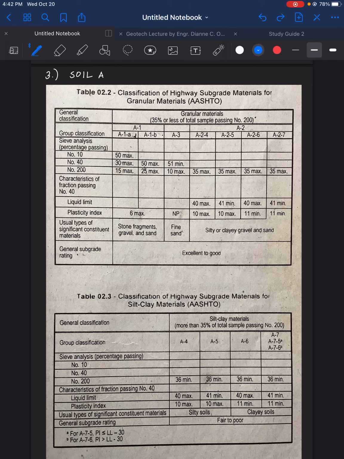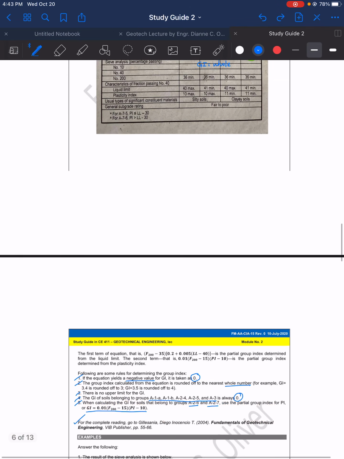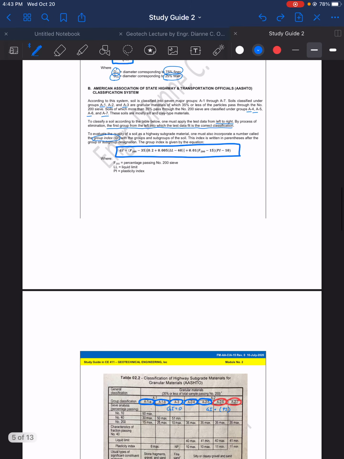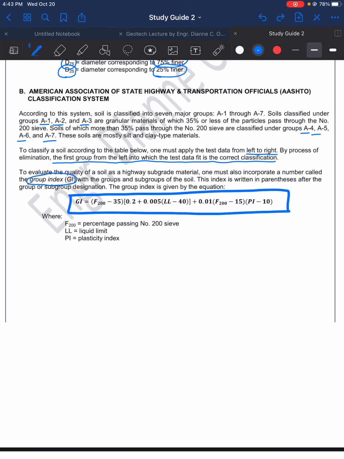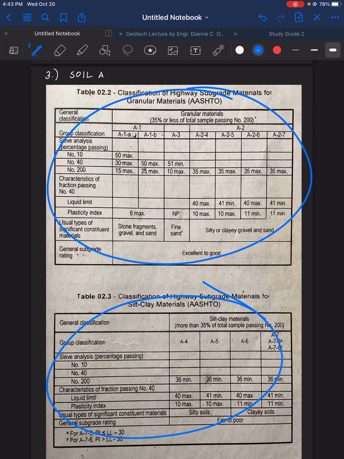Again, what's the rule for using the table for the AASHTO? It says there, the first group from the left into which the test data fit is the correct classification. Okay, so let's go back. From the table, observe that you need to choose first between the two tables here. Are you going to use this one or this one here? So that's the first step.